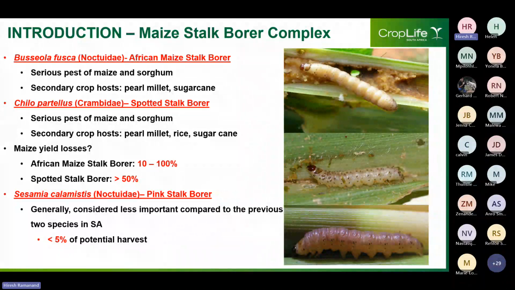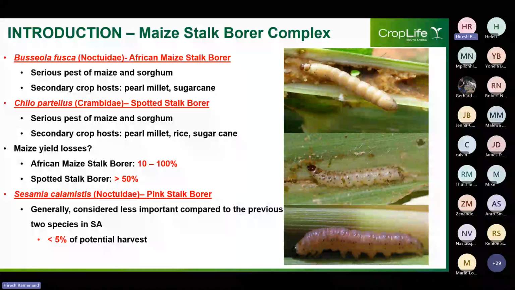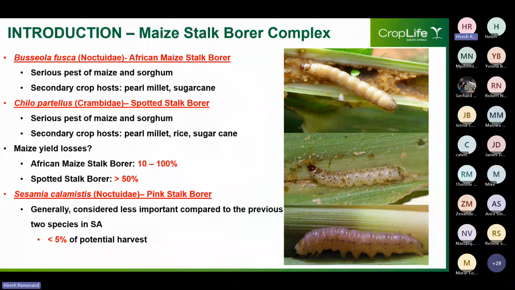Okay, so surveys done in the past have shown that there are more than 130 species of stalk borers present in East and Southern Africa, with 20 of these species being of economic importance. Busseola fusca, commonly referred to as the African maize stalk borer, described and named by Fuller. Chilo partellus, commonly referred to as the spotted stalk borer, described and named by Swinhoe. And finally, Sesamia calamistis, commonly referred to as the pink stalk borer, described and named by Hampson, are considered the most important stalk borer species in Southern Africa on maize and sorghum.